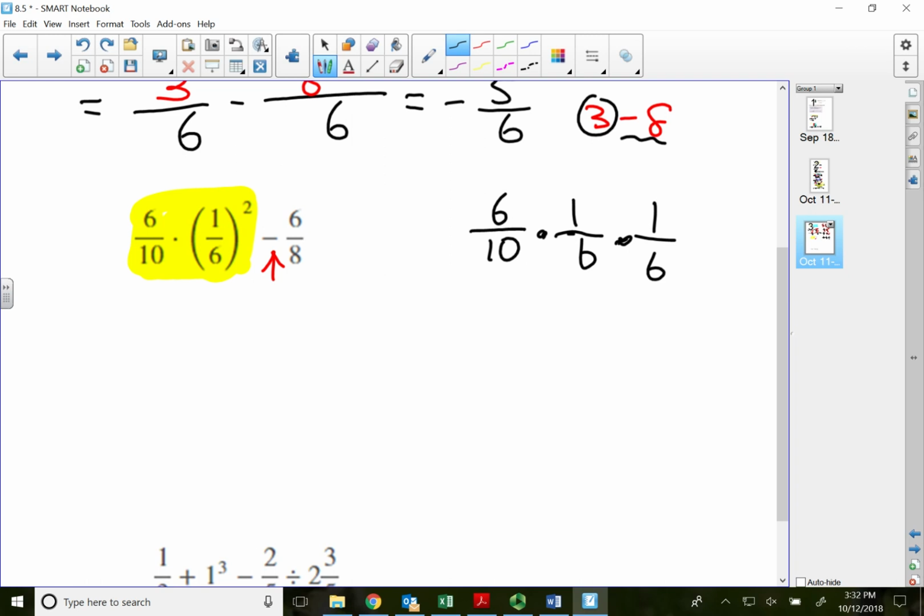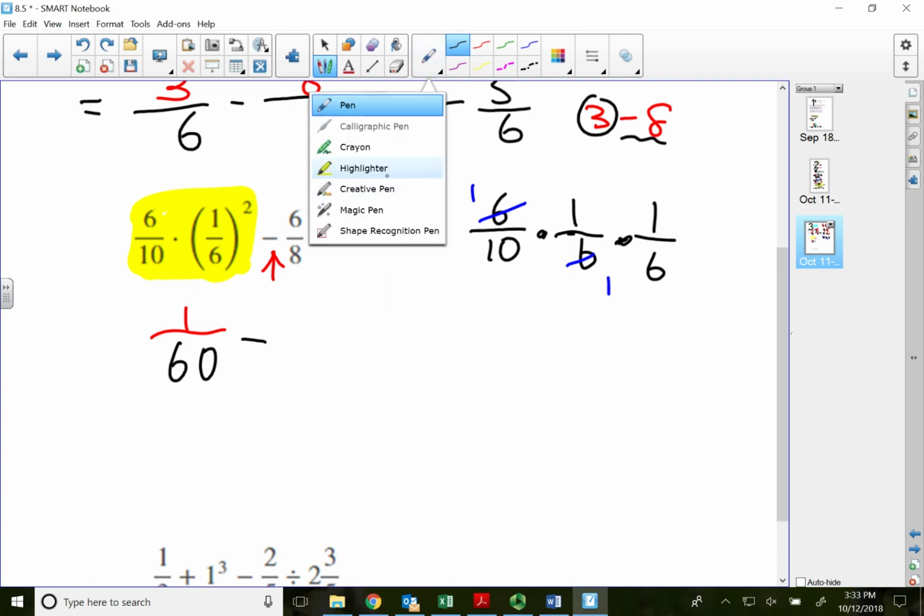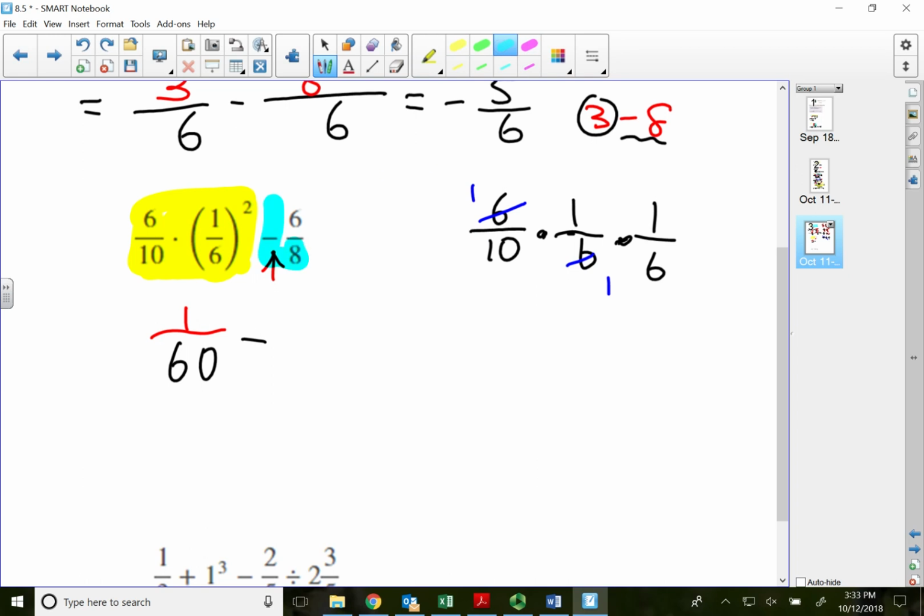And the reason why I write it like this is so we can quickly see, hey, the top 6 and one of the bottom 6 can be reduced into 1 and 1. So this whole first term is 1 times 1 times 1, which is 1, over 10 times 6, which is 60, minus. Remember now, this negative 6 over 8 is one term. So within one term, I can go ahead and reduce if I want. So if I reduce that, that will give me negative 3 over 4.